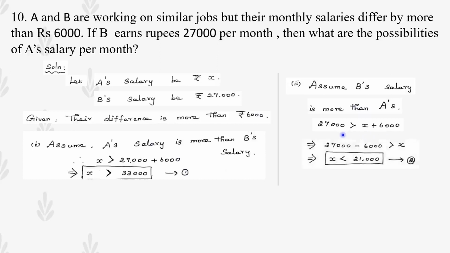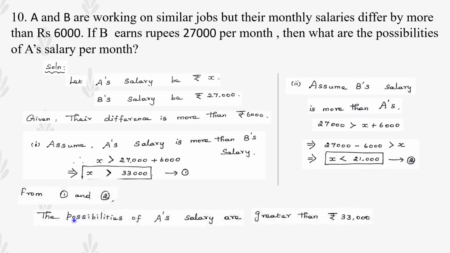This plus 6000 come this side, minus 6000, which is greater than x. So subtract பண்ணா 21,000 கிடைக்கும். So இதை reverseல எழுதணும்னா x value is less than 21,000 சொல்லிக்கலாம். That is B salary ஜாஸ்தியா இருந்து A ஓட salary smaller amount இருக்கும்போது it must be less than 21,000. Okay. Therefore, from 1 and 2, the possibilities of A's salary are greater than rupees 33,000 or less than rupees 21,000. Thank you, students.